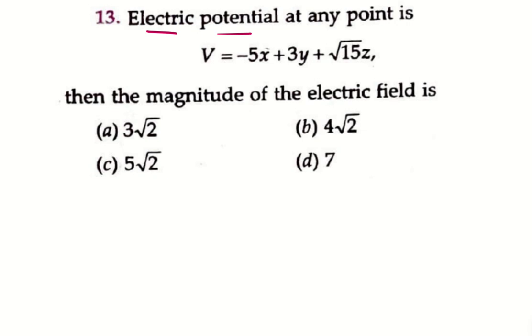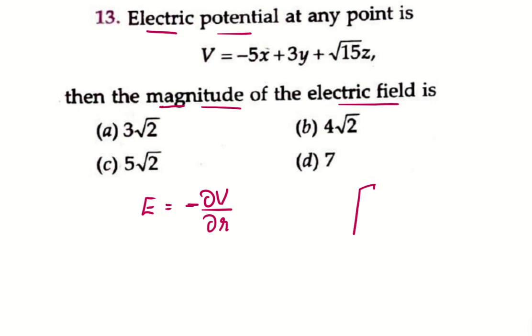Electric potential at any point is given as V equals minus 5x plus 3y plus square root of 15z. Now we have to calculate the magnitude of the electric field. So we know this formula, electric field equals minus dou V divided by dou R. This is delta V by delta R, you can say. And this negative sign indicates that the direction of the electric field is in the decreasing potential.